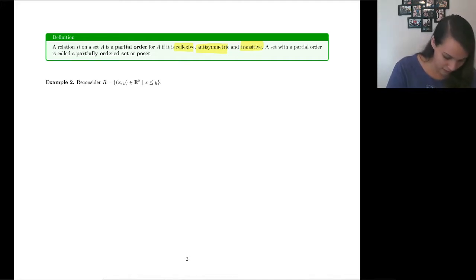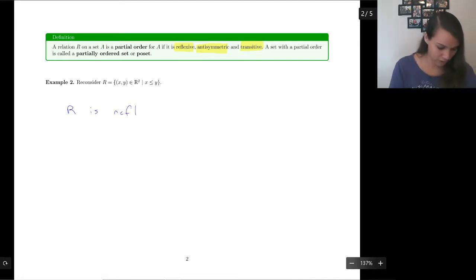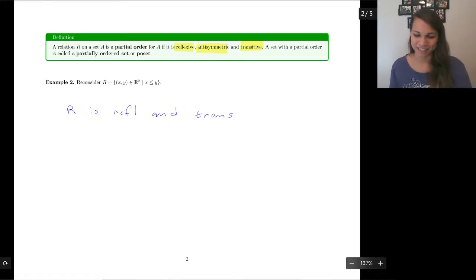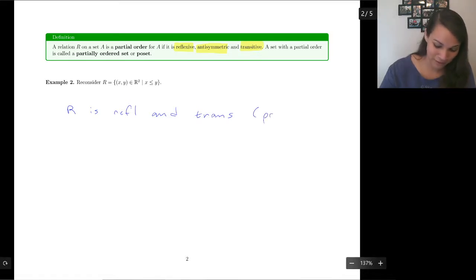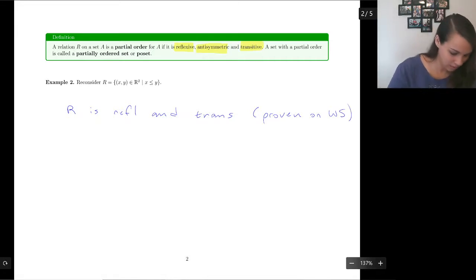So we have to have that R is reflexive, let's see, reflexive and transitive, actually. You guys already did that for me on the worksheet. So thanks for doing that for me, guys. And then we also have R is antisymmetric. That was example 1. So we're already done. R is a partial order.